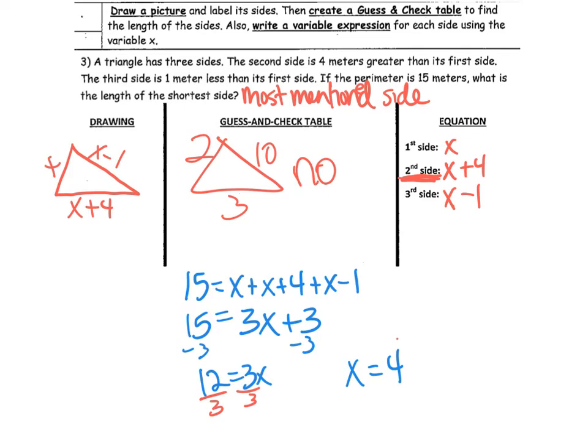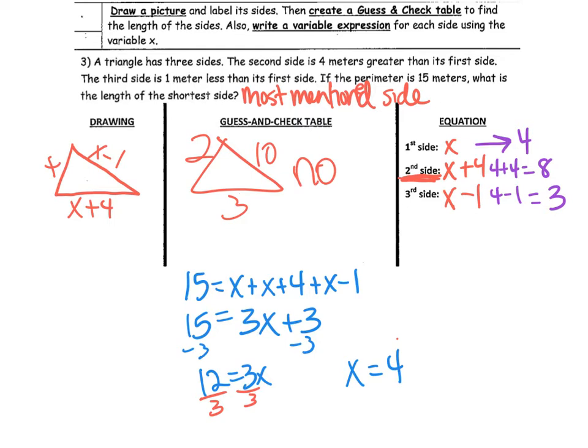Let's go back to our first side, second side, third side. My x equals 4. That means that my first side is going to be 4. My second side says x plus 4. Plug in 4 for x. 4 plus 4, 8. My third side, x minus 1. 4 minus 1, 3. So those are my 3 sides. I got a 4, an 8, and a 3.